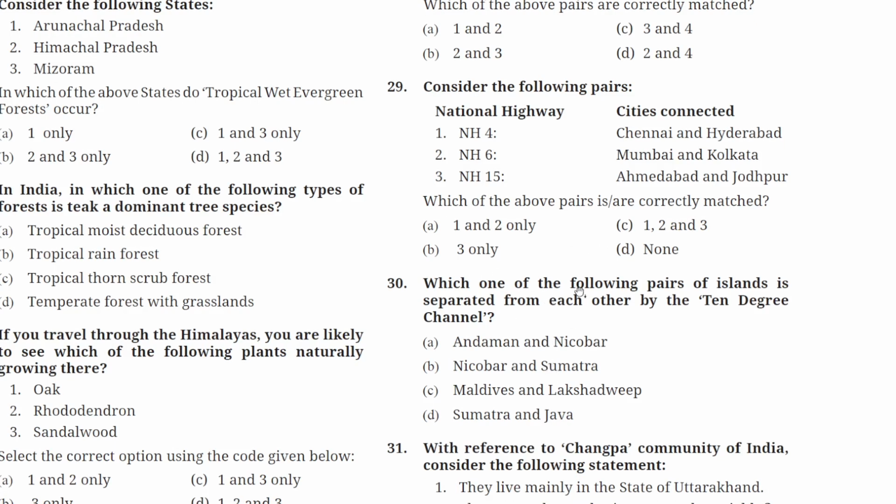Question number 30. Which one of the following pairs of islands is separated from each other by the Ten Degree Channel, that is Andaman and Nicobar? That's a very easy question actually.